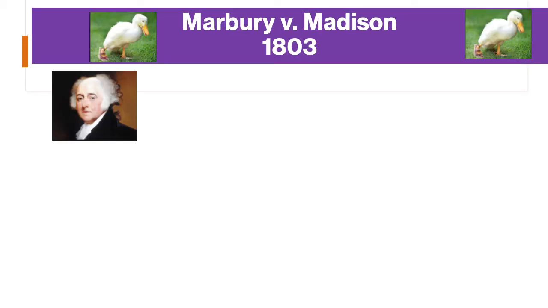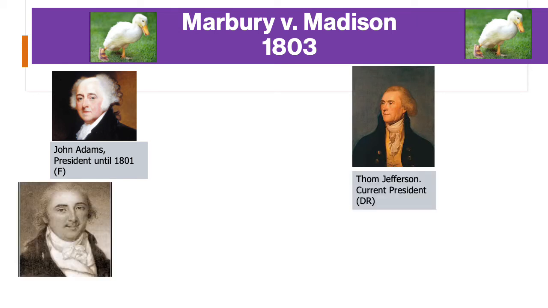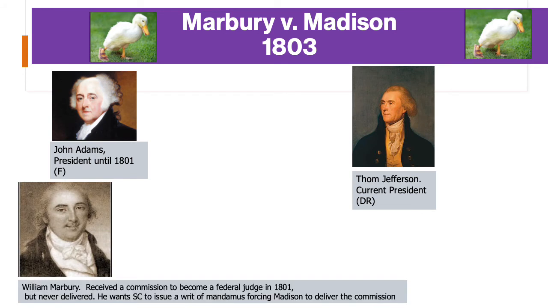And here are the players. There's John Adams, Federalist president, lame duck. There's Thomas Jefferson, new president, Democratic Republican. William Marbury, he never got his commission. And he was really upset about it.